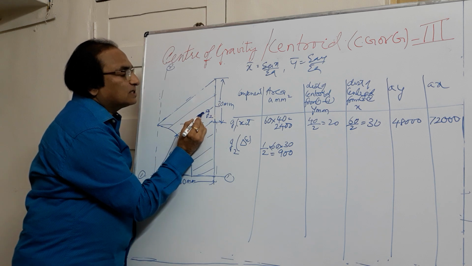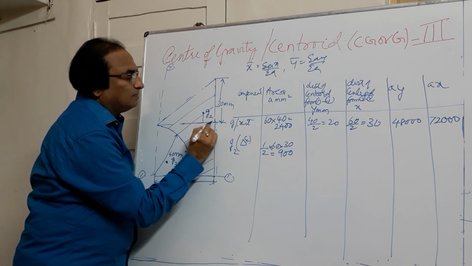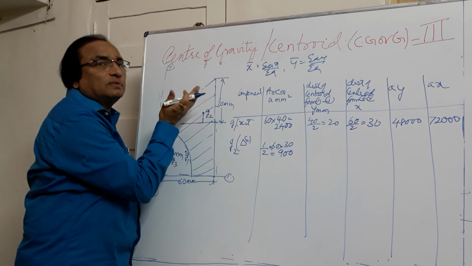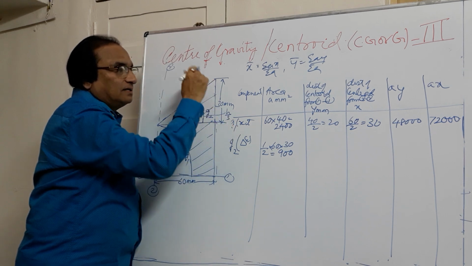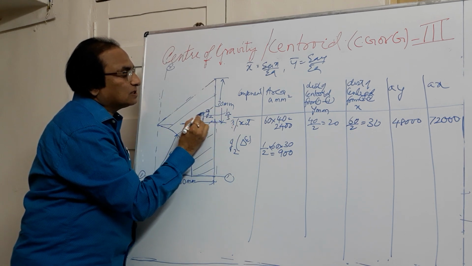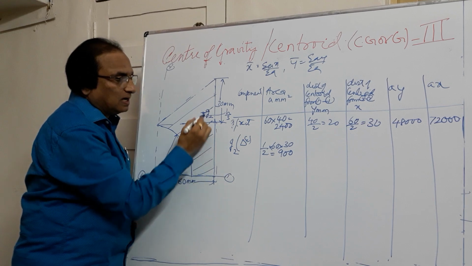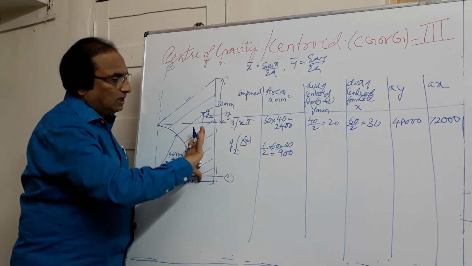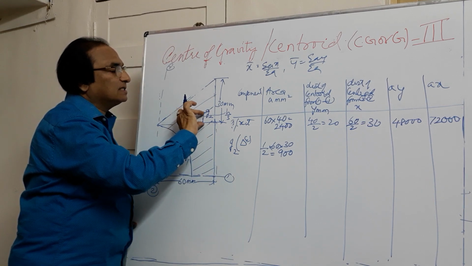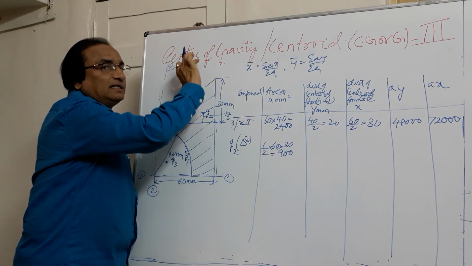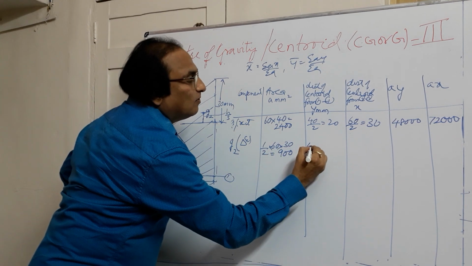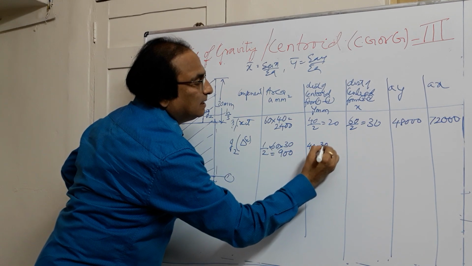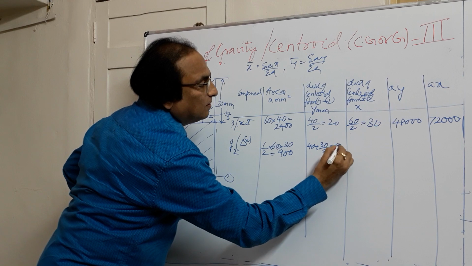We know the distance of the centroid of the triangle I want from here. That is, it's from the line, from the base. And we know the distance of the centroid is 1/3 of the height from the base. But I want the distance of this from 1-1. So what will be the distance? Up to here it is 40, plus this distance is h by 3, where h is this height. So 30 by 3 plus 40. So it will be 40 plus 30 by 3, which is equal to 50 mm.